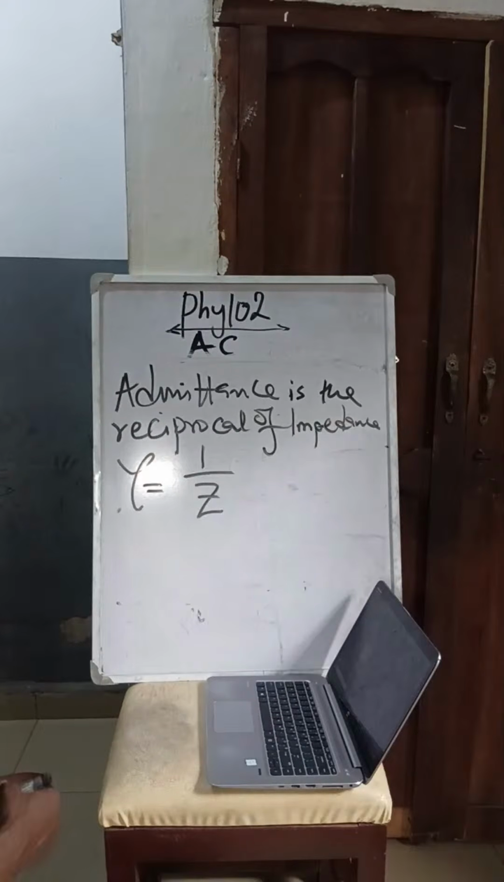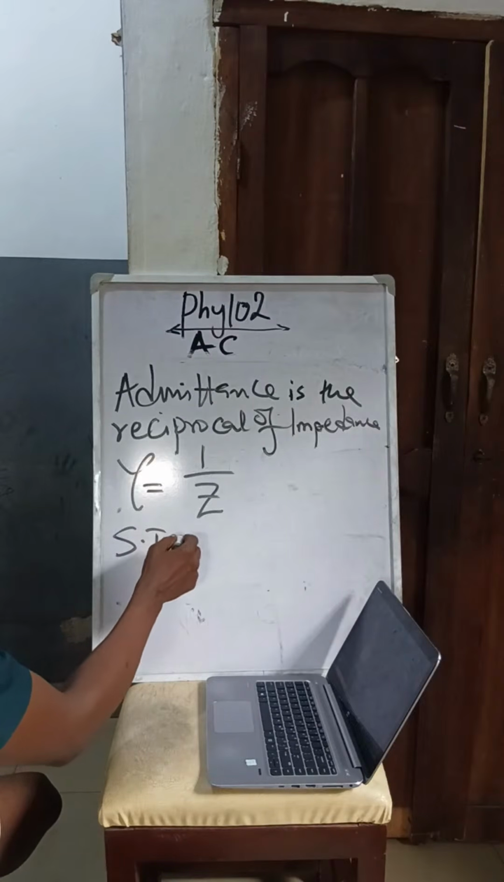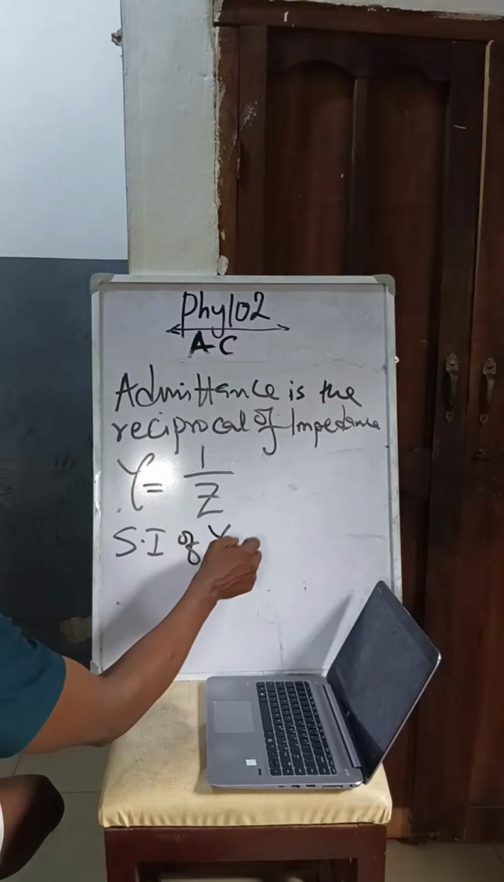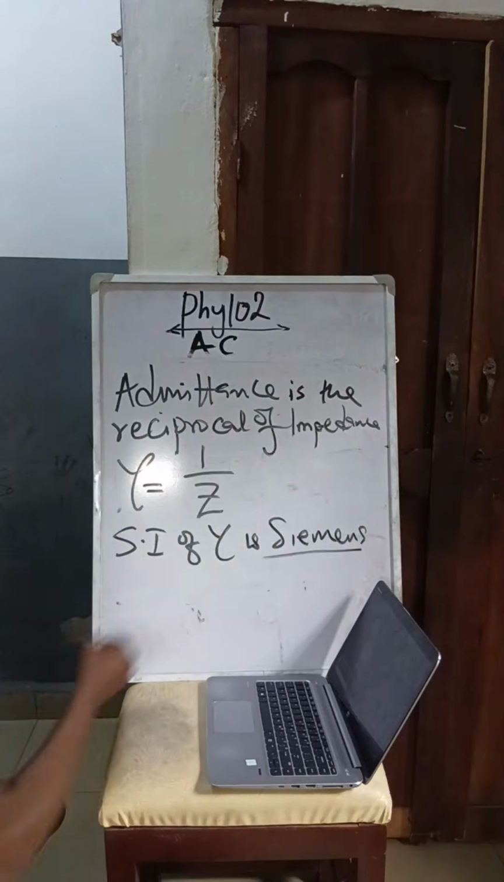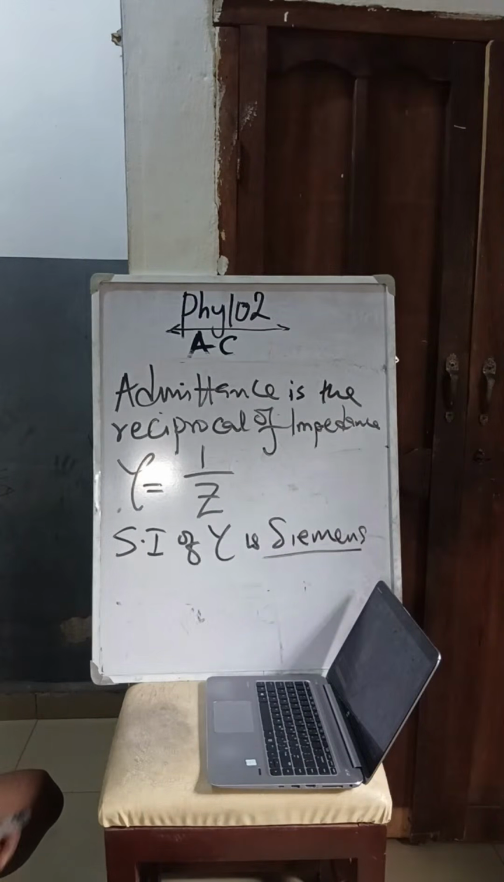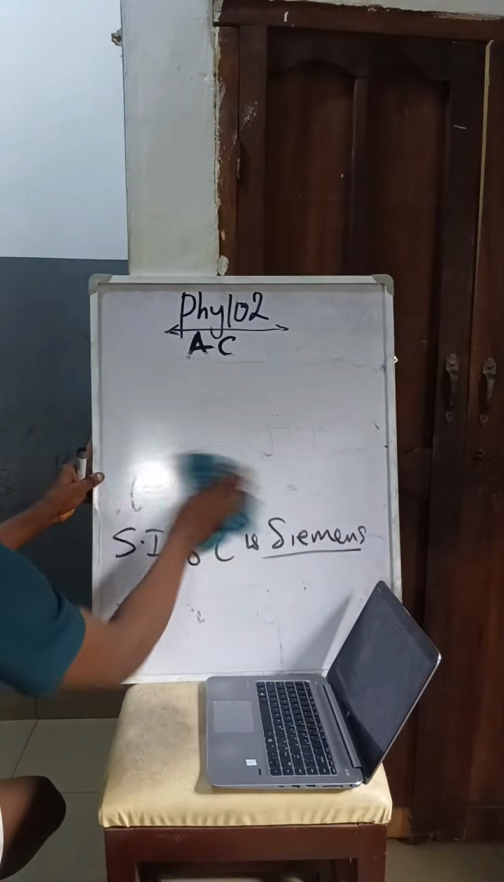So the SI unit of admittance is Siemens. What is conductance?